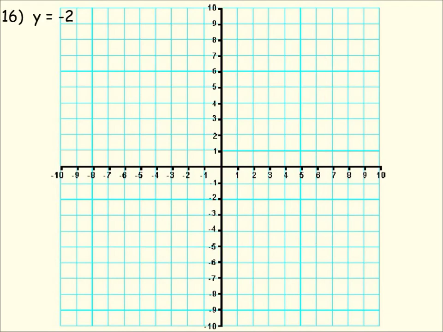And for number 16, we are looking at y is equal to negative 2. So we're going through the y-axis at negative 2. No need to put a point. We're just showing where that horizontal line would be.